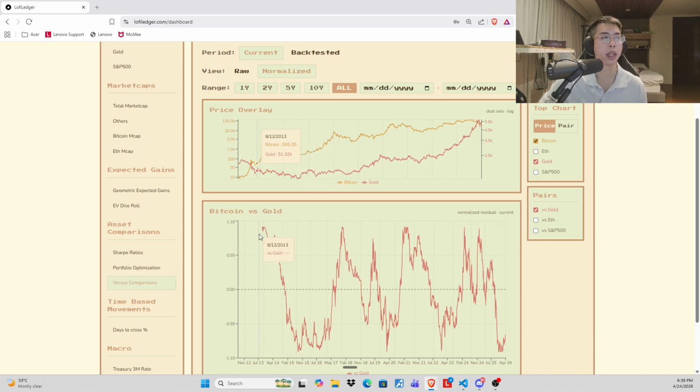So what does that mean? This basically means that when this is low, you want to sell your gold for some Bitcoin, because this tends to trend back up. And when this is high, you want to sell your Bitcoin for some gold, because Bitcoin versus gold is going to go down.